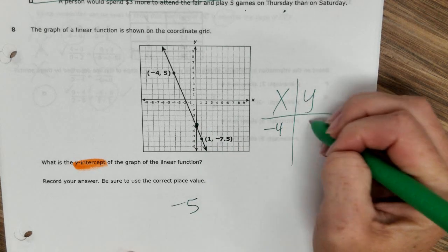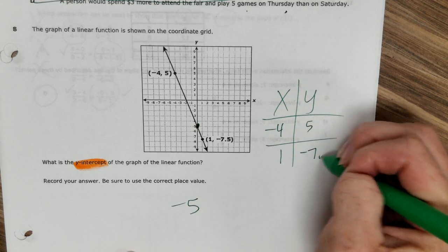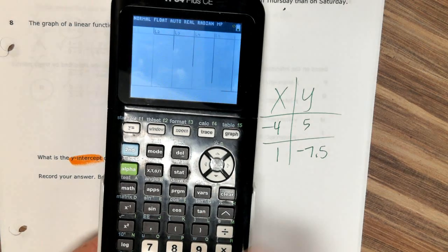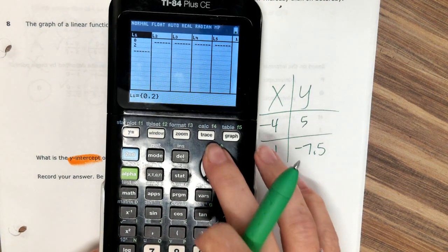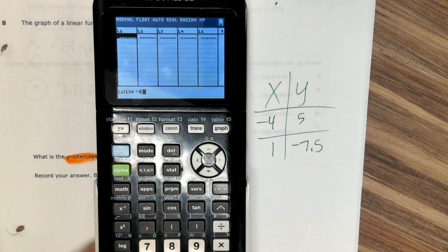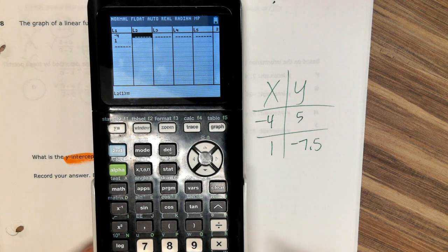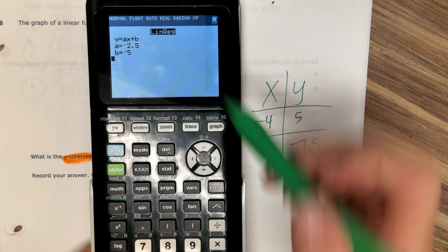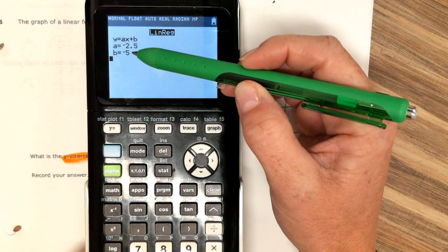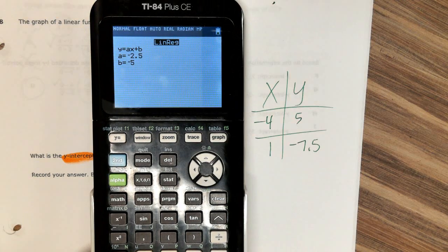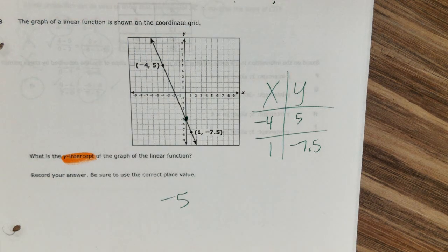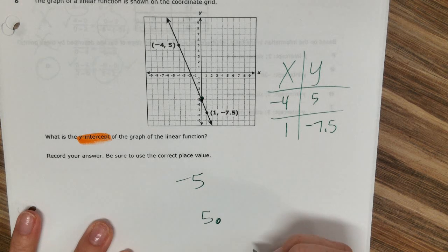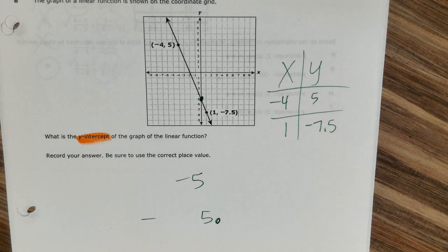But I'm going to show y'all in stat that you would get the exact same answer. So stat edit. Stat calc option 4. What is the y-intercept? -5. So if you want to use stat to be safe, you're going to get the same answer. Again, where would this go on a decimal? Before it, and then the negative would go over there, okay?